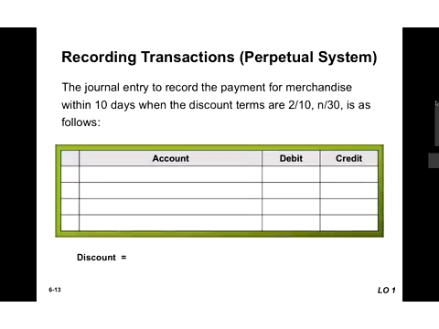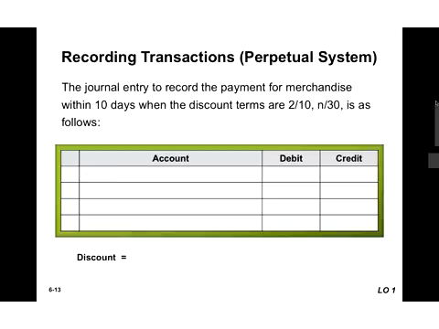Okay, so next one is if we bought the $1,000 of inventory, but we bought it when it was 2/10, net 30. Remember I talked about a purchase discount? So if we bought it when the discount terms are 2/10, net 30, when we pay it back, we're taking the whole debt off.